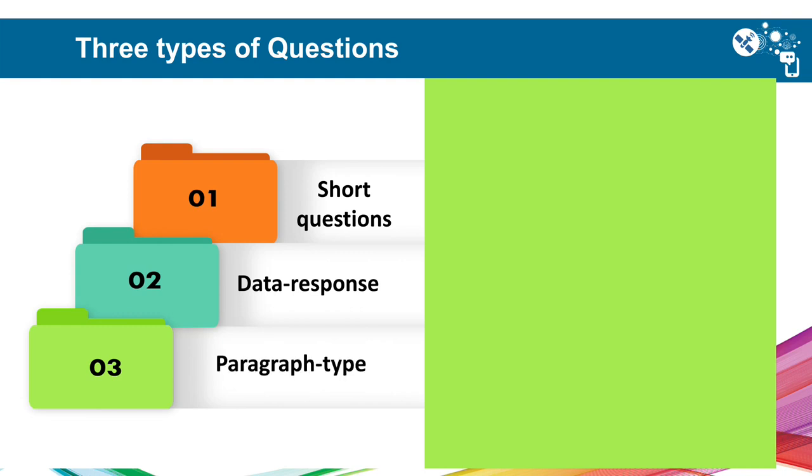And then thirdly, you get your paragraph type questions. That's your 4 times 2 is equal to 8 question, of which you will answer 4 in total. 2 of them in paper 1 and 2 of them in paper 2.